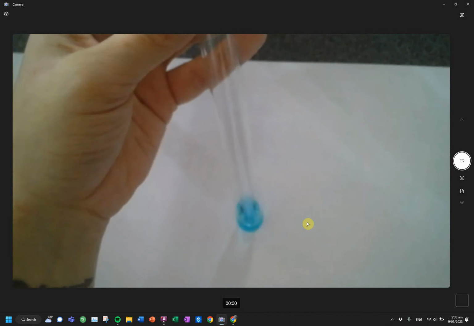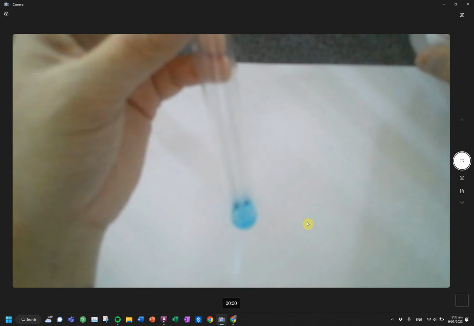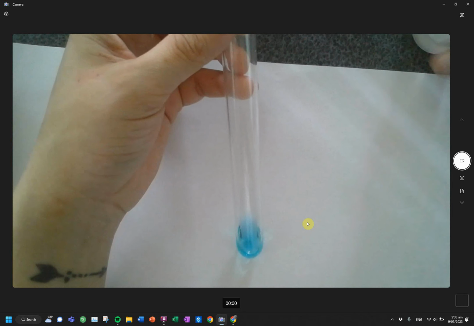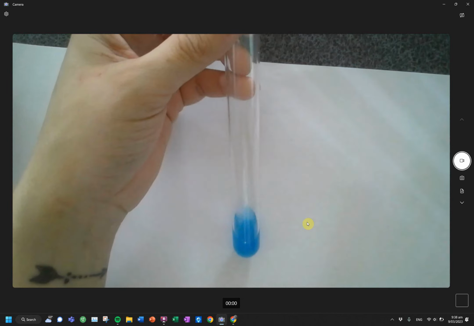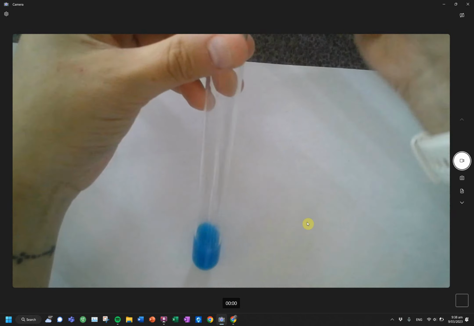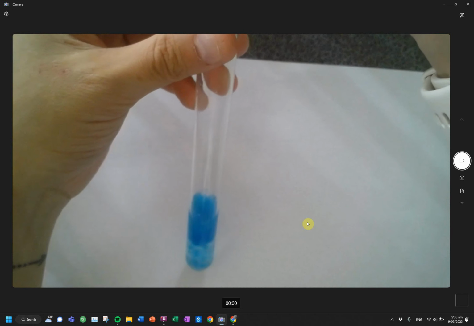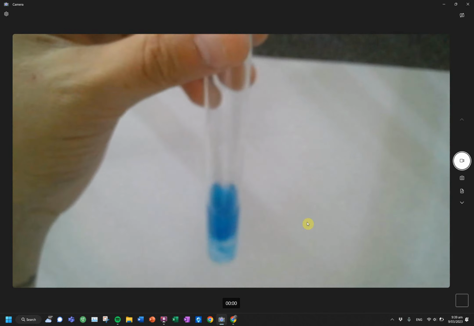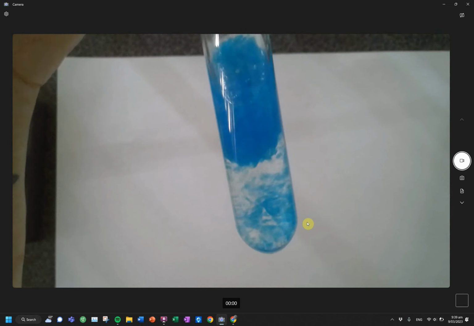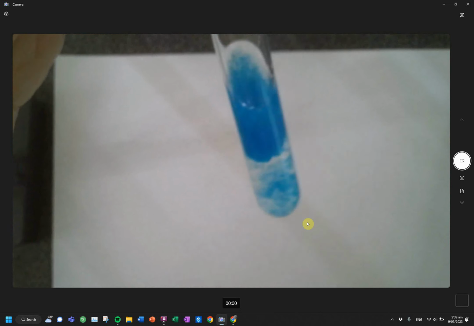Let me just make sure that focuses. There we go. Here's my sodium hydroxide. Whoa, we saw something form. It's very, very clumpy. I'm going to add more sodium hydroxide just to make sure that all of that copper sulfate has reacted. So you see? We have a blue solid, don't we?